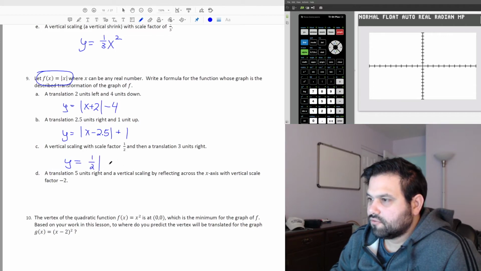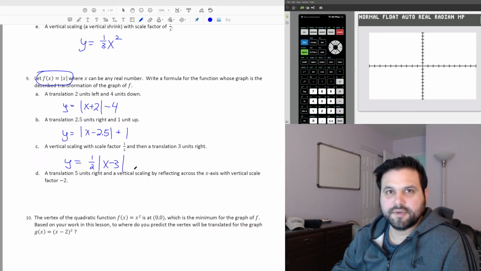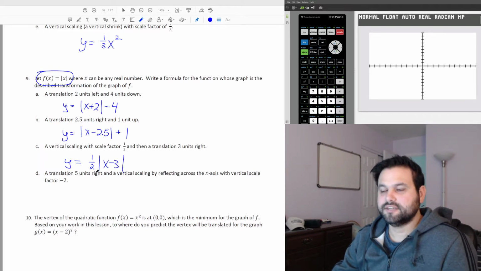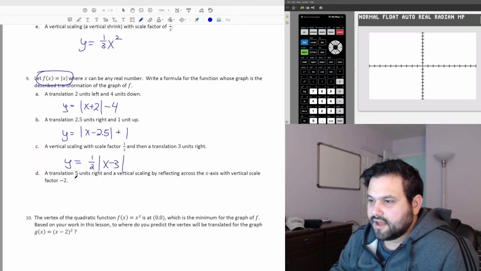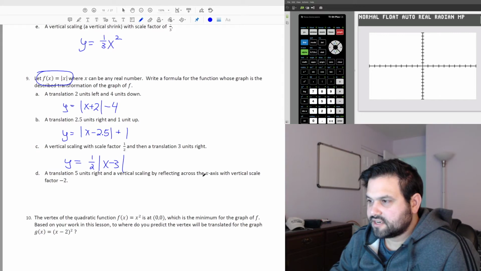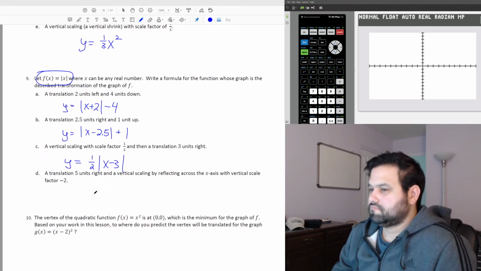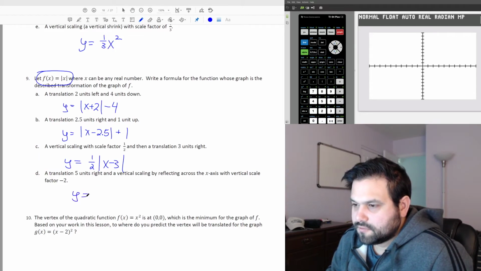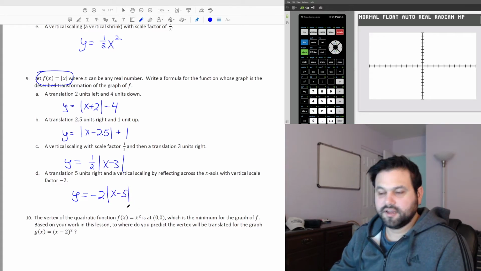And then to the right, 3 units. It's 1/2 x minus 3. 1/2 absolute value of x minus 3. And then 5 units right of vertical scaling by reflecting across the x-axis with a vertical scale factor of -2. Okay, so -2 is on the outside, being multiplied, my coefficient essentially, and then 5 units to the right means x minus 5, and that's what we should have there.